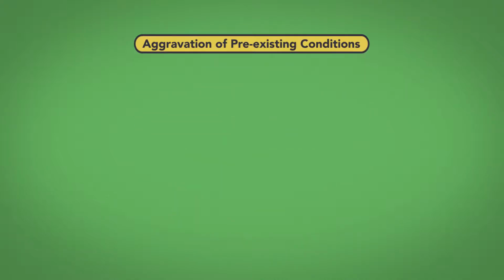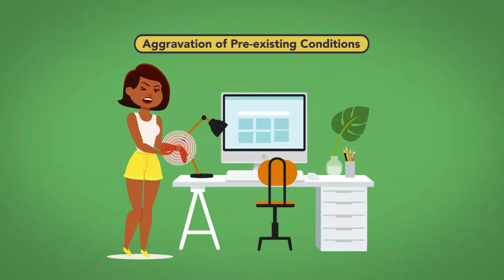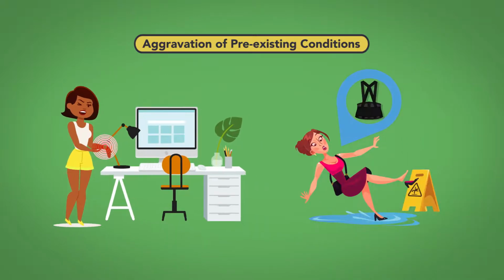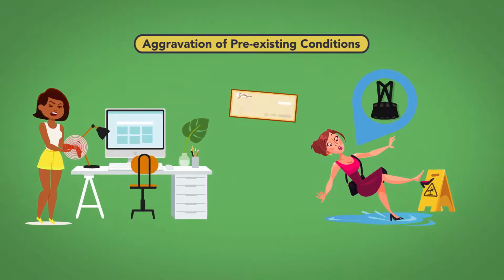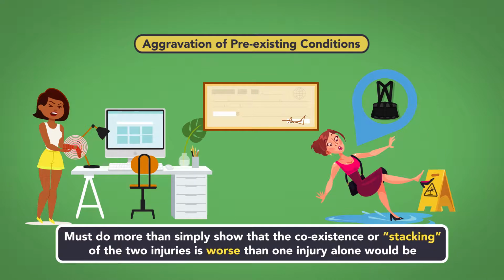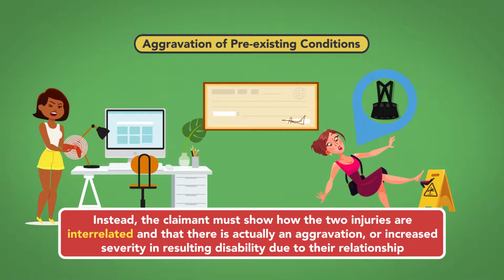Aggravation of a pre-existing condition occurs either when a work-related injury aggravates a pre-existing condition or when a pre-existing condition aggravates a subsequent work-related injury. To recover, a claimant must do more than simply show that the coexistence or stacking of the two injuries is worse than one injury alone would be. Instead, the claimant must show how the two injuries are interrelated and that there is actually an aggravation or increased severity in resulting disability due to their relationship.